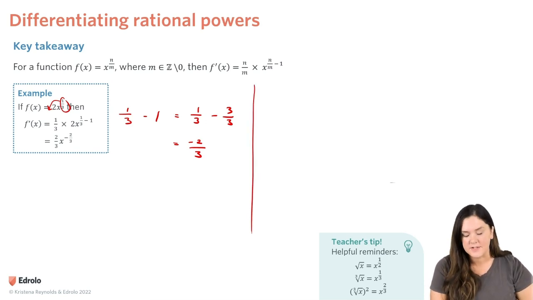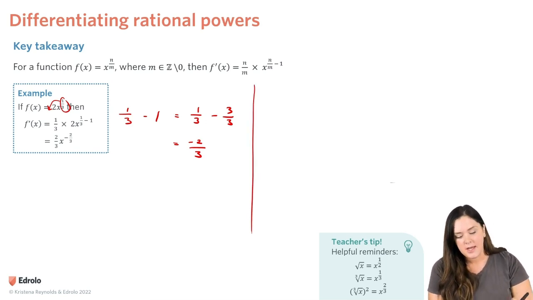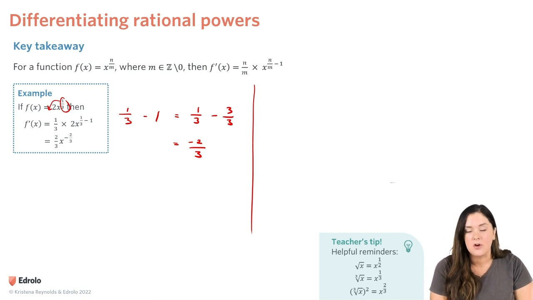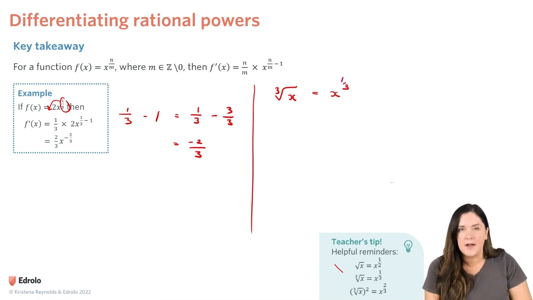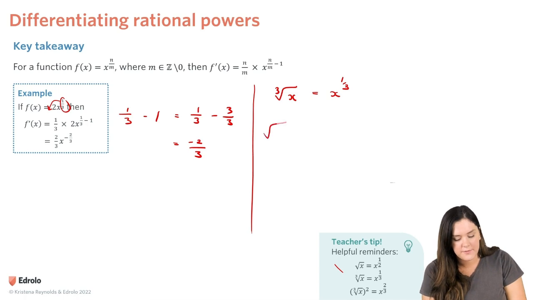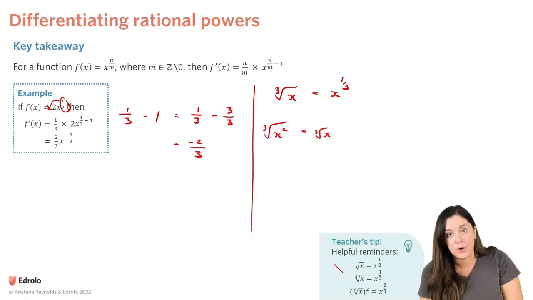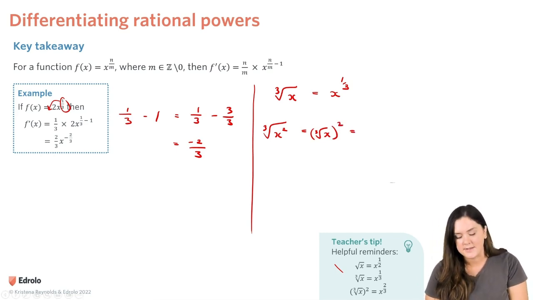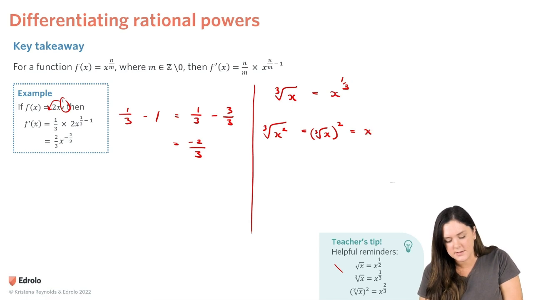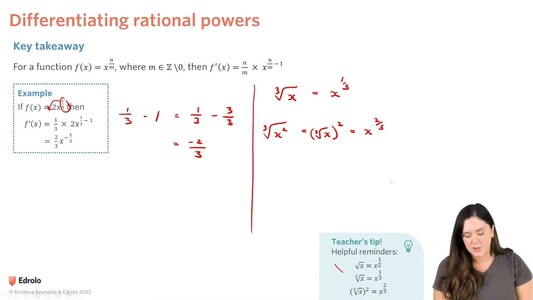Another reminder for you, I've just put down the bottom here as a teacher's tip. If we've got something like the square root of x, a reminder that we can rewrite that as x to the power of a half. If we've got the cube root of something, so that looks like this, we rewrite that as x to the power of 1/3. So sometimes we might have something a little bit different. So we could have the cube root of x squared, or it could be written as the cube root of x and then squared. What that's going to look like as a rational power is x to the power of 2/3. So just keep these little rules in mind when you are dealing with questions like these.